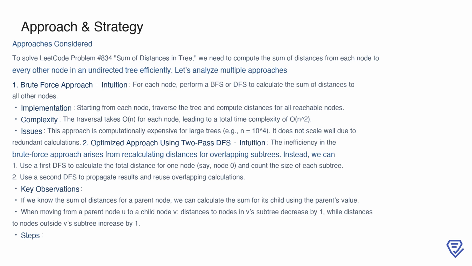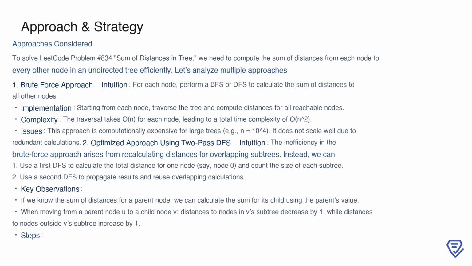Since traversing the tree for one node takes n time, and we repeat this process for all n nodes, the total time complexity becomes n squared. This is computationally expensive and impractical for large trees with thousands of nodes, as it leads to a lot of redundant calculations. To address this inefficiency, we turn to an optimized approach using two-pass DFS.